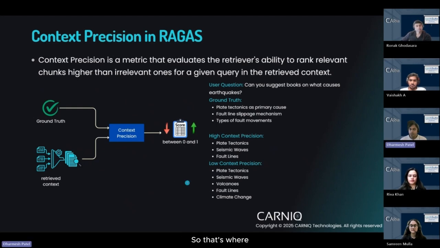So that's where this will measure whether your retrieved context is correct or not. And again, here the score is between 0 to 1. Higher score means it is retrieving properly. A lower score means you need to do some rework on it.